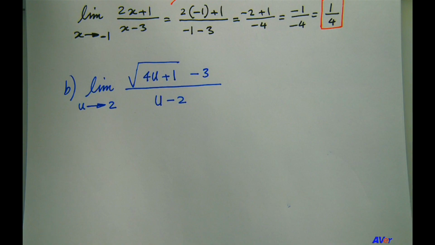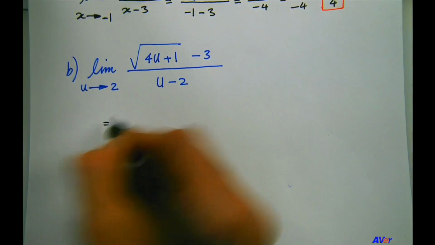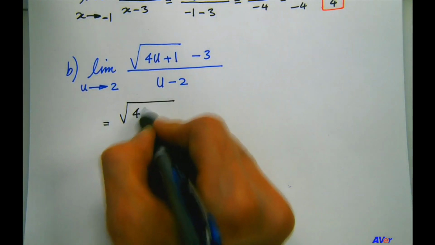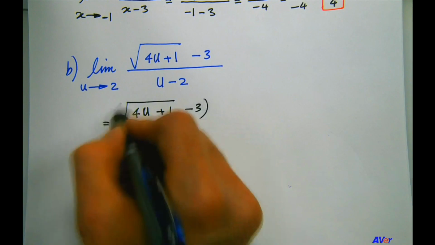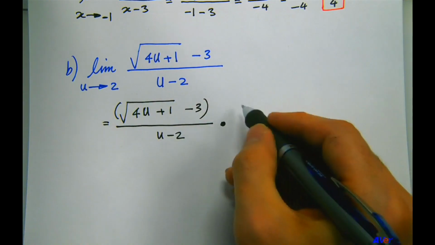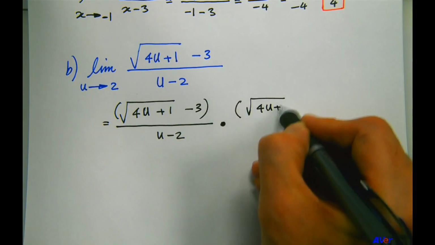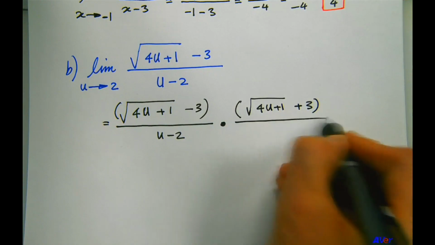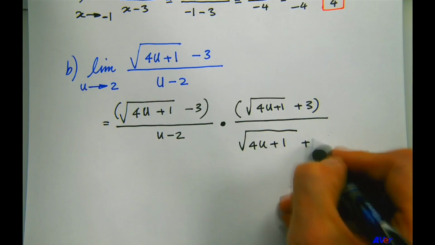But let's see if we can somehow simplify this expression by first rationalizing the numerator. Okay, let's do that. Let's see if that is going to help us. So we're going to have (square root of 4u plus 1 minus 3) over (u minus 2) multiplied by (square root of 4u plus 1 plus 3) divided by (square root of 4u plus 1 plus 3).